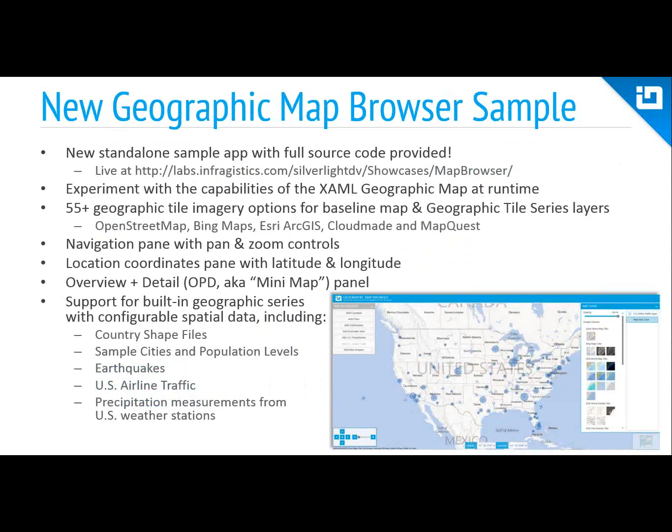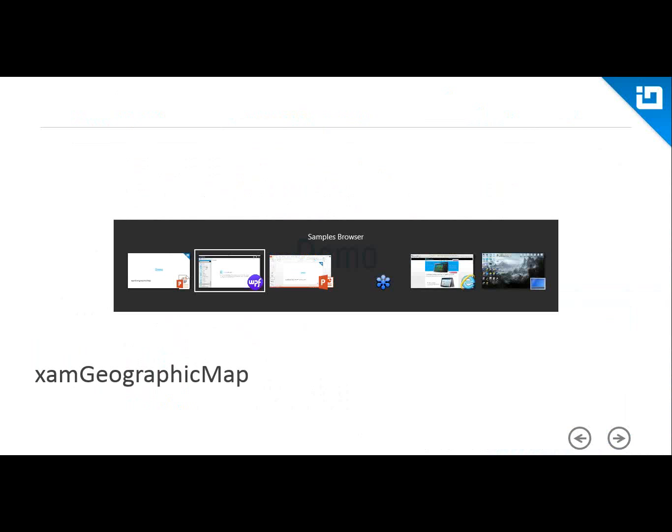geographic map control. You got over 55 different tile layers that are built into that browser. You got a navigation pane, pan and zoom controls. You can see the latitude and longitude of the mouse cursor and everything. So I'm going to show that to you live instead of talking to you on a slide. So let's jump into the geographic map demo.